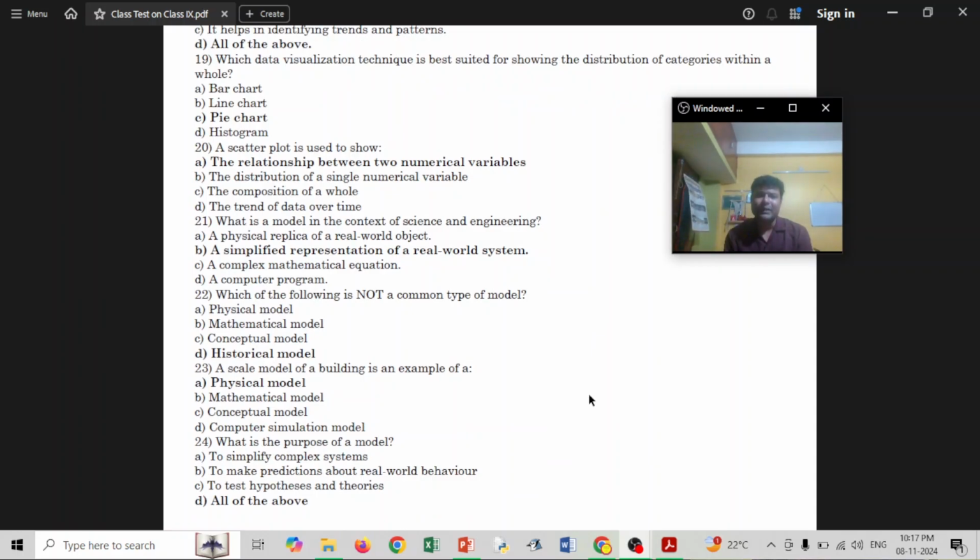And the 24th is, what is the purpose of a model? The purpose of a model is to simplify complex systems. The purpose of a model is to make predictions about real world behavior. And the purpose of a model is to test hypotheses and theories. So the last one, D, will be the right answer.